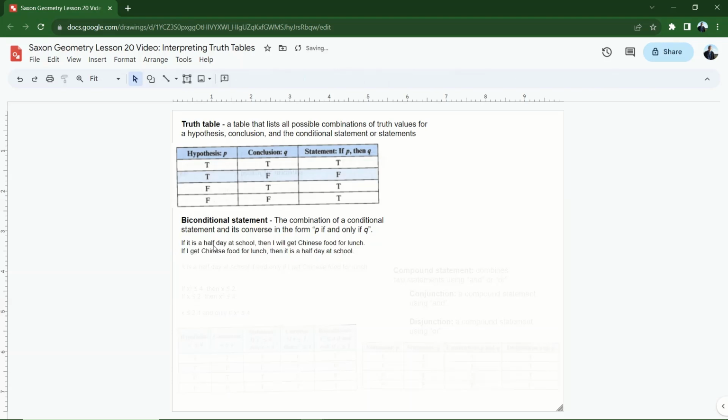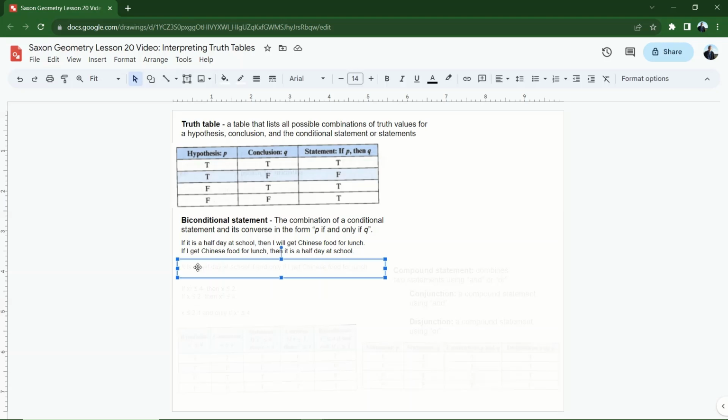Here's a conditional statement and its converse. If it is a half day of school, then I will get Chinese food for lunch. If I get Chinese food for lunch, then it is a half day of school. Now, you could imagine how you might find a counterexample of this. You might see if you can find me with Chinese food for lunch on a day that is not a half day of school. So this second statement, the converse, is unlikely to be true. The original statement might be true. Maybe every single half day at school I walk over to the Chinese restaurant and get Chinese food for lunch.